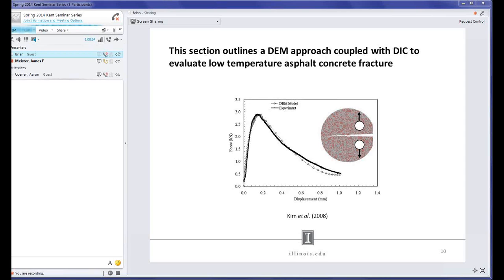So the work that was originally done at the University of Illinois dealing with low temperature fracture of asphalt concrete was done by Hyunwook Kim in Professor Butler's group in 2008. The whole idea there was just trying to match load displacement behavior and then trying to do something with that information from a normal stiffness, shear stiffness, and just trying to relate those back to what they actually mean from more of a micromechanics level to the global scale. There's a little bit of a problem there with just trying to understand it because it didn't make a lot of sense at some points.